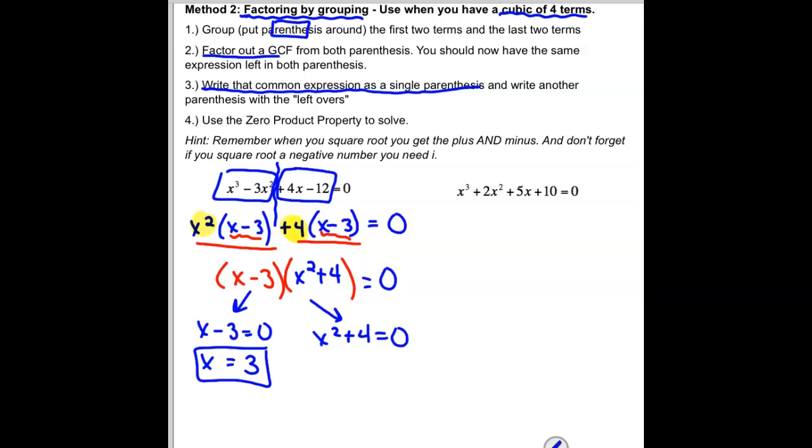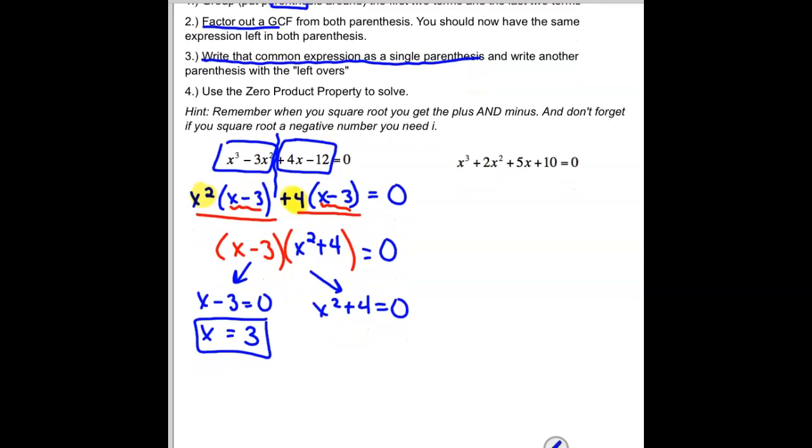For this other one, we could try to factor x squared plus 4. If it was x squared minus 4, we could factor that. It's a difference of squares. It would factor into x plus 2 and x minus 2. But with it being a plus 4, we cannot factor it. However, we can solve this one by square rooting. We'd subtract the 4 to the other side. Now our x squared is by itself, so we can square root.